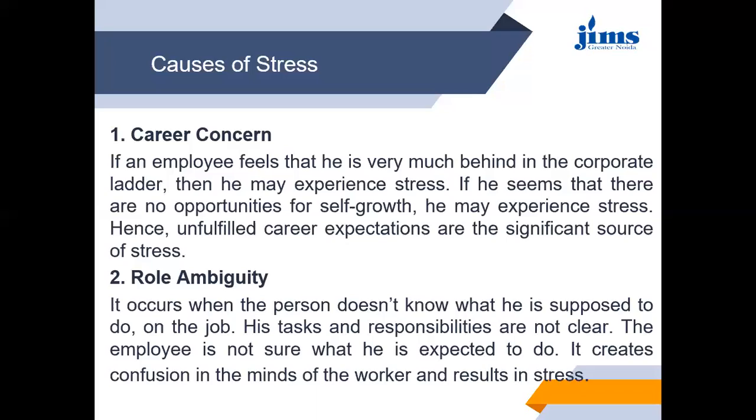This is number one. Number two, role ambiguity. Role ambiguity occurs when the individual does not know what he is supposed to do in the organization. What is the actual job specification? He does not know. Then his tasks and responsibilities are unclear. So the employee is not sure what is expected of him. Then this creates confusion in the mind of the employee or worker, and hence it results in stress. So this is called role ambiguity.